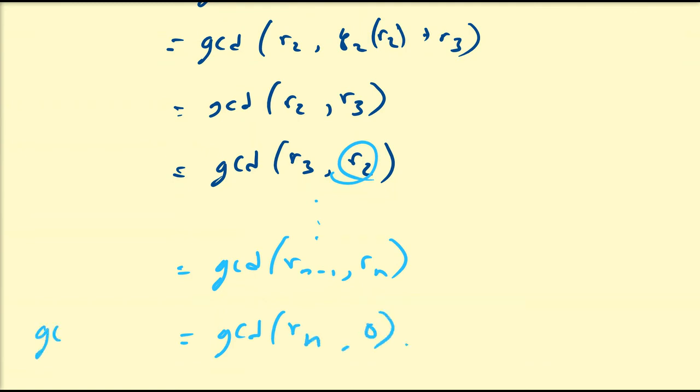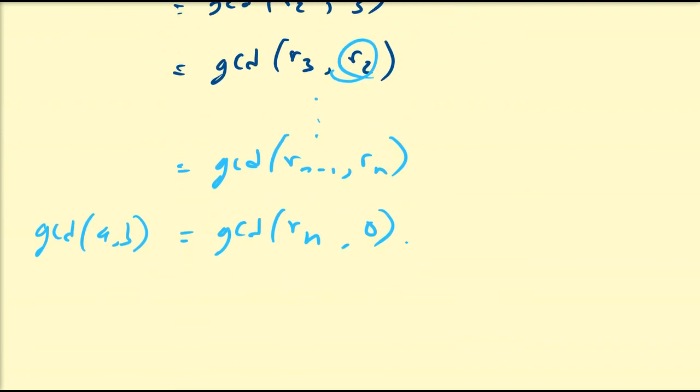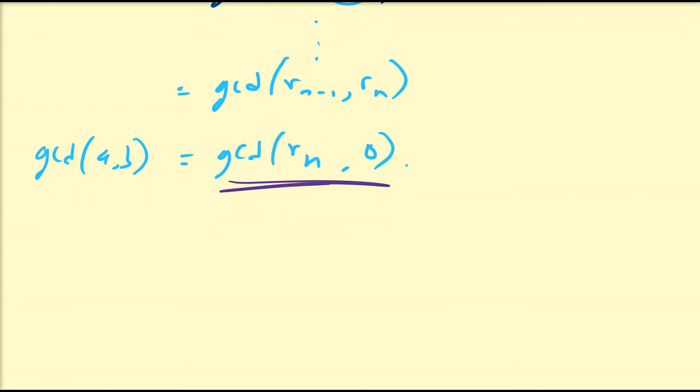Right, so we have the greatest common divisor of A and B is the greatest common divisor of the last non-zero remainder and 0. So here's a question. What is the greatest common divisor of a non-zero number and 0? Take a minute and think about that question.